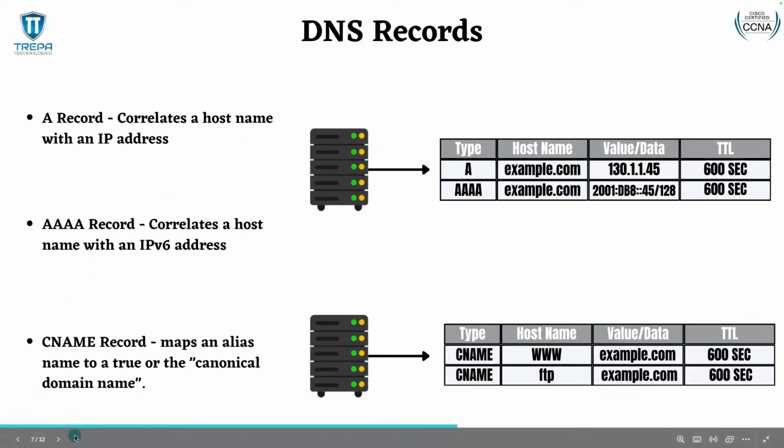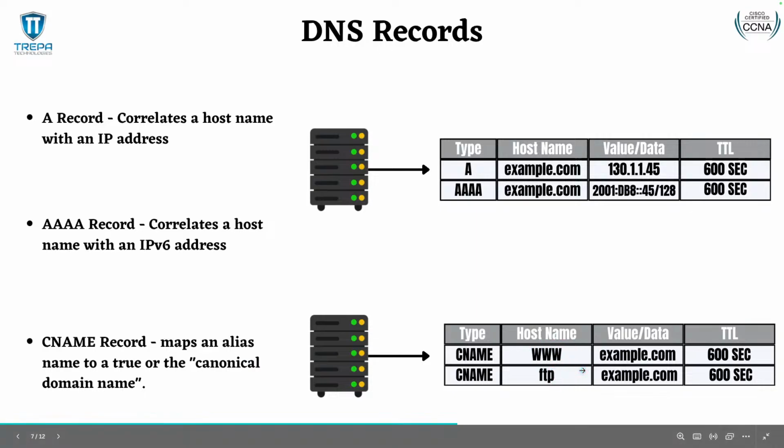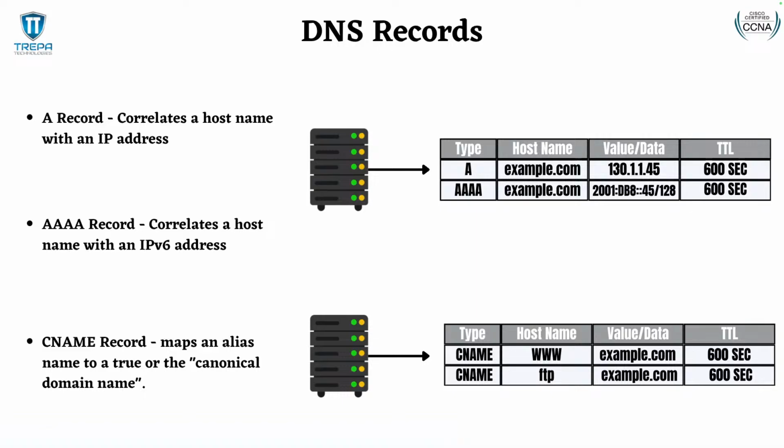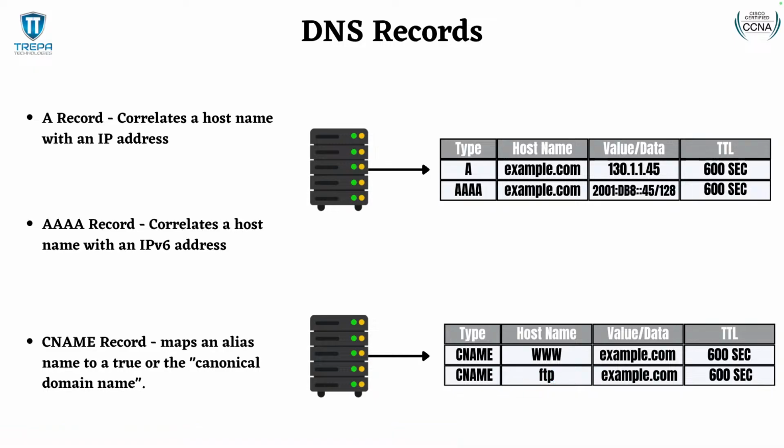All right, CNAME record. This is going to map an alias. So www dot something is a CNAME record. I don't know why we started doing www, but when I built Trepa Tech, I didn't make that CNAME record because I just put trepatech.com. I think because back in the day, FTP dot something was available. People could FTP to your server. But anyways.